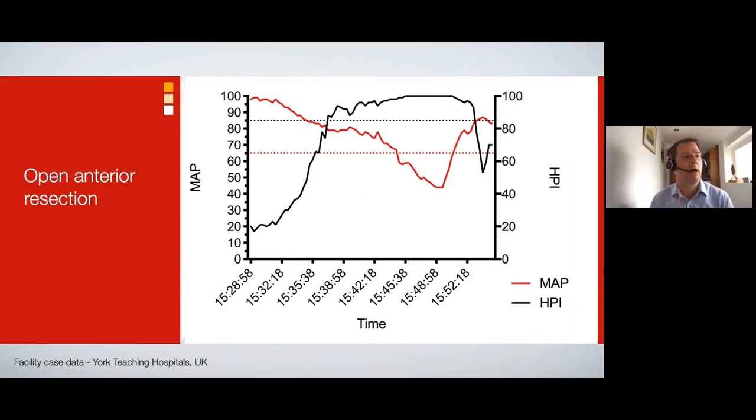This is data from a patient having an open anterior resection. The black line is our HPI, the red line is our mean arterial pressure. We can see that HPI crosses the threshold of 85, and we use 85 as a cutoff because at this point the positive predictive value is very high, and we don't see hypotension for almost 7 minutes later. And the whole premise is that in this interim period, we can look at the underlying physiology, find out what the cause or likely cause of hypotension is going to be, and treat it before hypotension happens, avoiding those repeated dips that add up to cause harm over time.